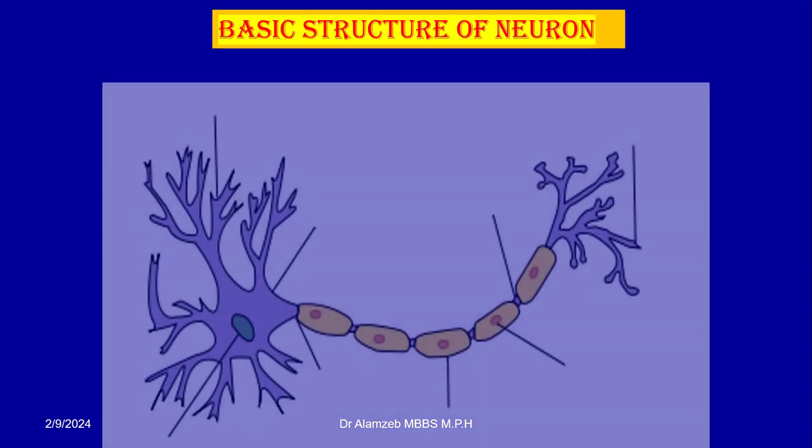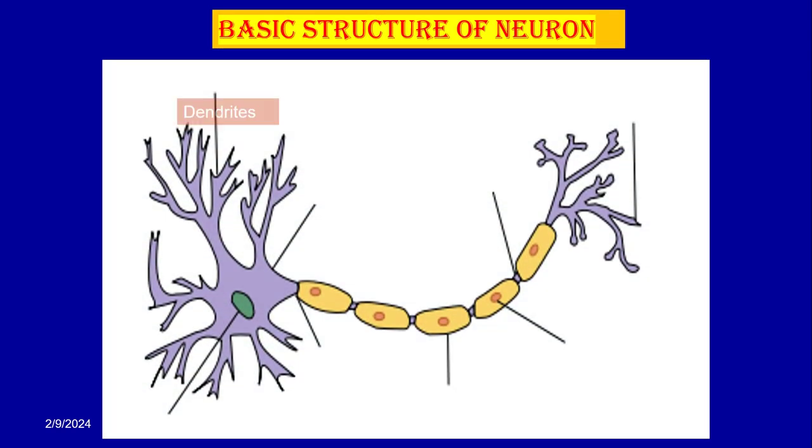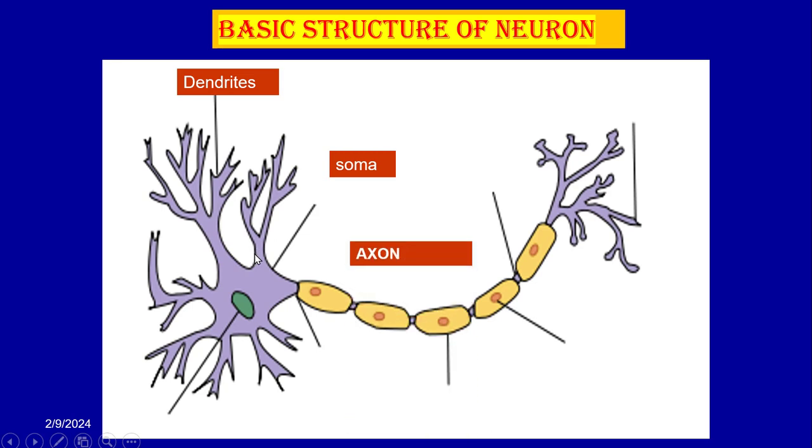Basic structure of the neuron. The neuron is composed of dendrites. They are branch-like structures, like the branches of a tree. They originate from the soma, which is called the soma or body of the neuron. And there is a thread-like structure which also originates from the soma, and this structure is called the axon.